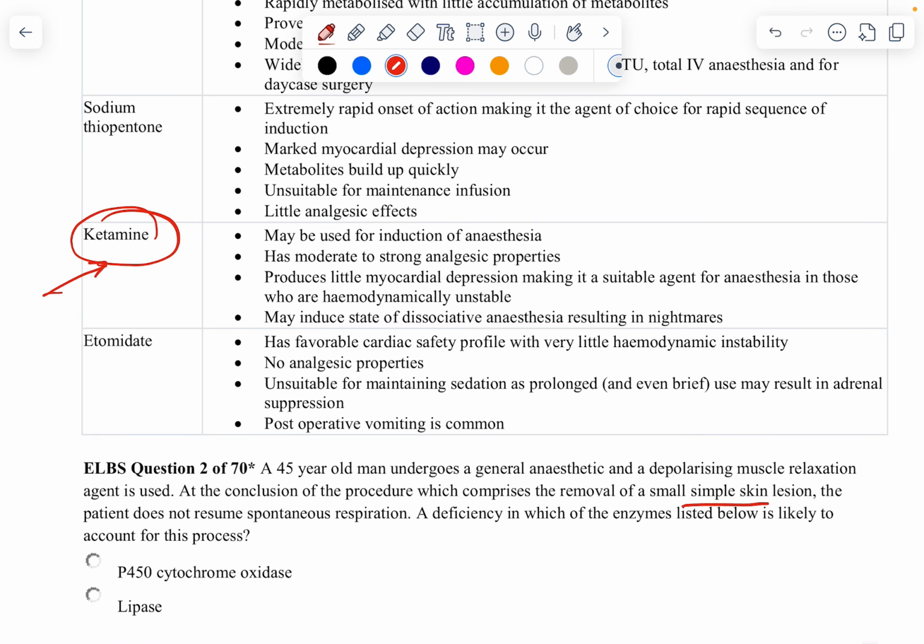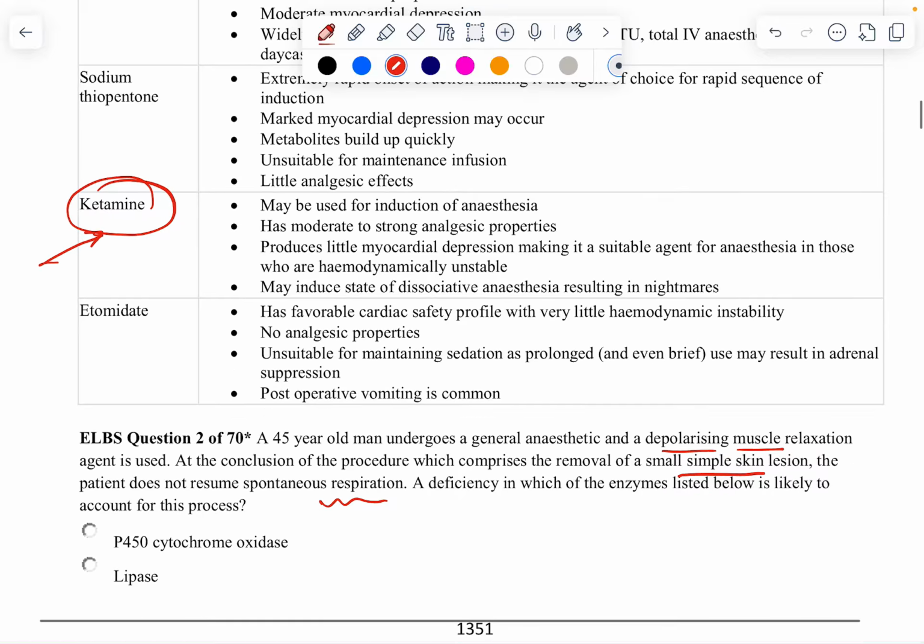So the next question is a 45-year-old man undergoing general anesthesia, given a depolarizing muscle relaxant. The patient is already getting a depolarizing muscle relaxant agent, and the procedure comprises removal of a simple skin lesion. The patient does not resume spontaneous breathing, so reversal has to be done.